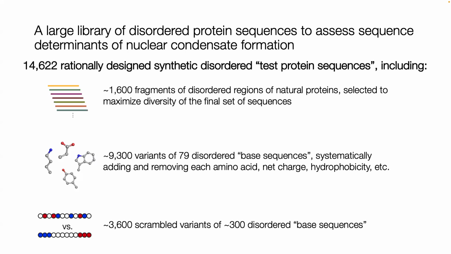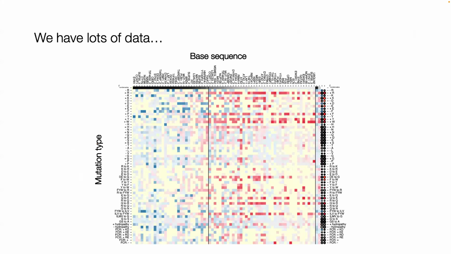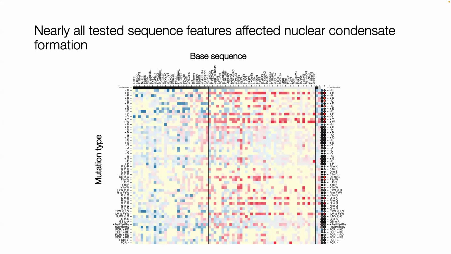So we ended up with tons and tons of data from these experiments, more than I'll be able to tell you about in this talk today. But I do want to highlight that actually nearly all of the sequence features that we tested did have some effect on nuclear condensate formation. So this does seem to be a pretty complicated process that's going on here.